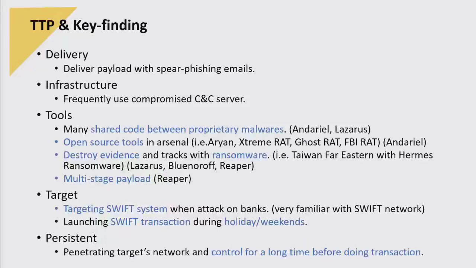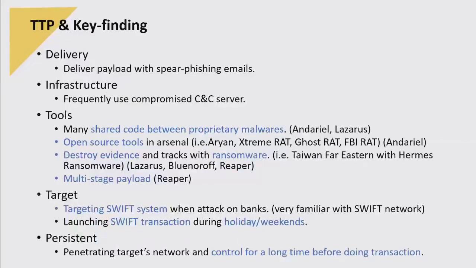Before we jump to the conclusion, very fast, we want to go through some TTPs and key findings of their attacks that we observed. In our previous incidents, we already mentioned how they deliver with spear phishing emails, and then use some compromised C2 infrastructure. What we didn't mention is that some groups, for example Andariel and Lazarus, like to use shared code between their proprietary malware. So it's not easy, but it's a good way to identify their proprietary malware with this feature. And as I mentioned, they sometimes like to use open source tools too.